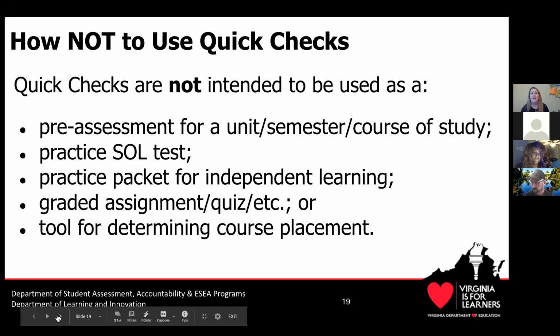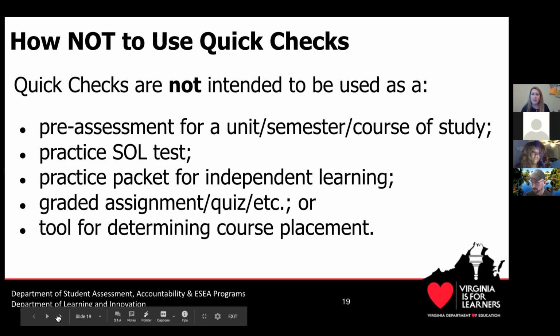Okay, and how are we not going to use quick checks? Right, so quick checks are not intended to be a pre-assessment, right, for a unit or semester or course. That wouldn't be just in time, right? That would be at the beginning. Right, you can use them as a formative little pre-assessment in that lesson, right, just in time, but we're not going to collect all those questions and give them to students in advance. They're certainly not a practice SOL test.